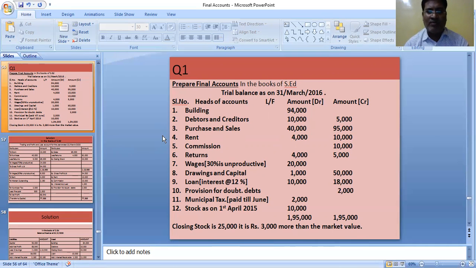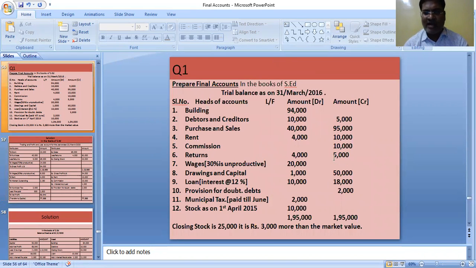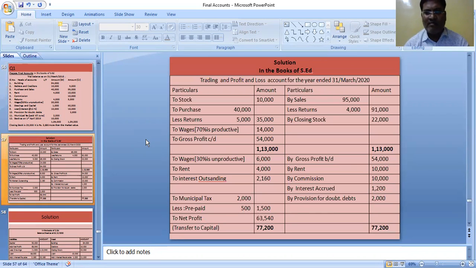Let's do the sum in the books of S.Ed Limited. So in the books of S.Ed, trading and profit and loss account. So we have just recorded everything. Notice, students, we have written the opening stock 10,000. Purchase was 40,000. This is the purchase return, 5,000, the credit side. That will be subtracted from here. So 5,000 is subtracted. Whereas the returns inward, which is given on the debit side, we are subtracting from sales.